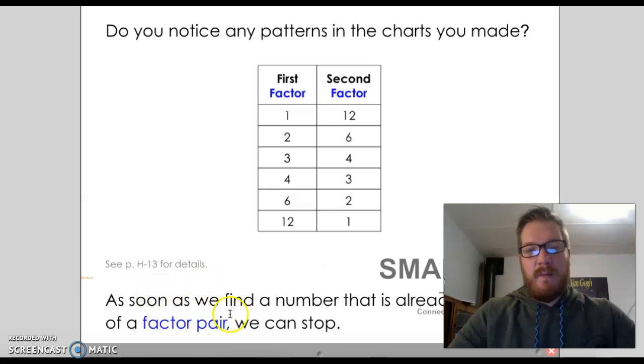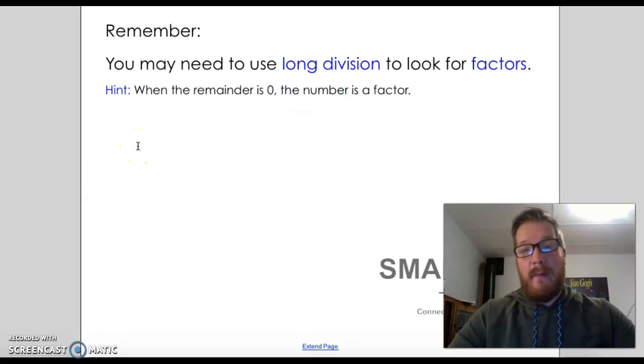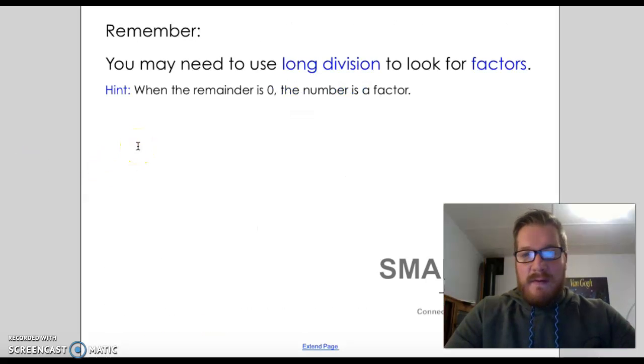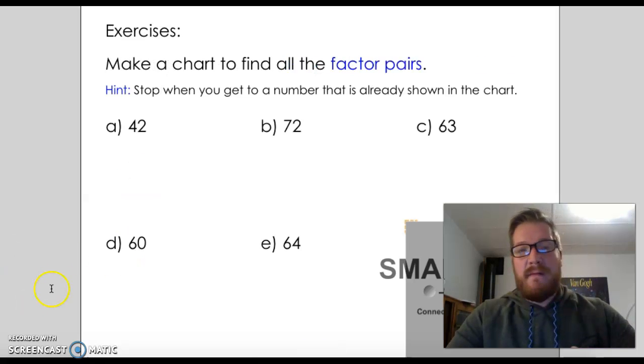Okay, as soon as we find a number that is already part of a factor pair, we can just stop. That'll do. So remember, you might need to use long division to look for factors, and when your remainder is 0, the number you're dividing with is a factor. You might be able to skip count. Don't create too much work for yourself. Okay, you can do this one on your own.